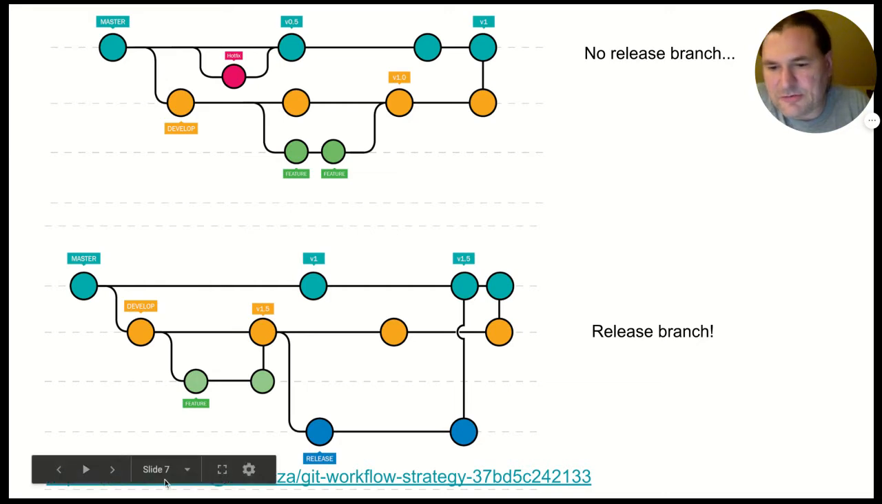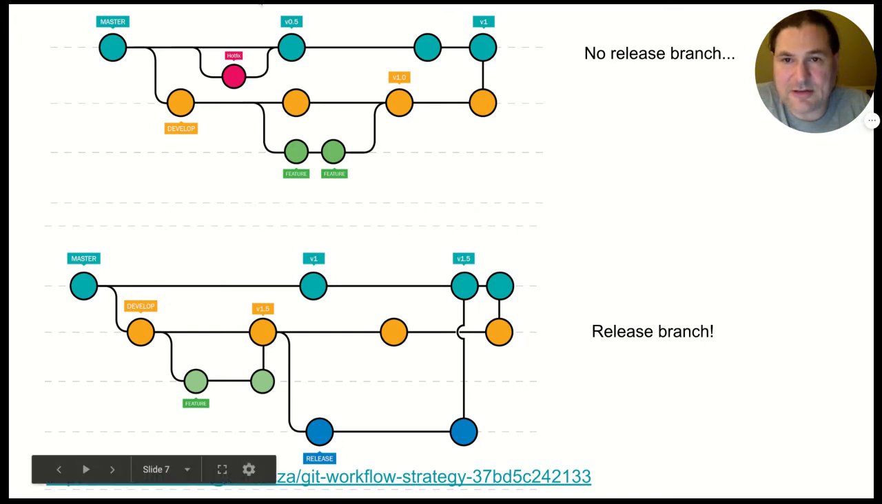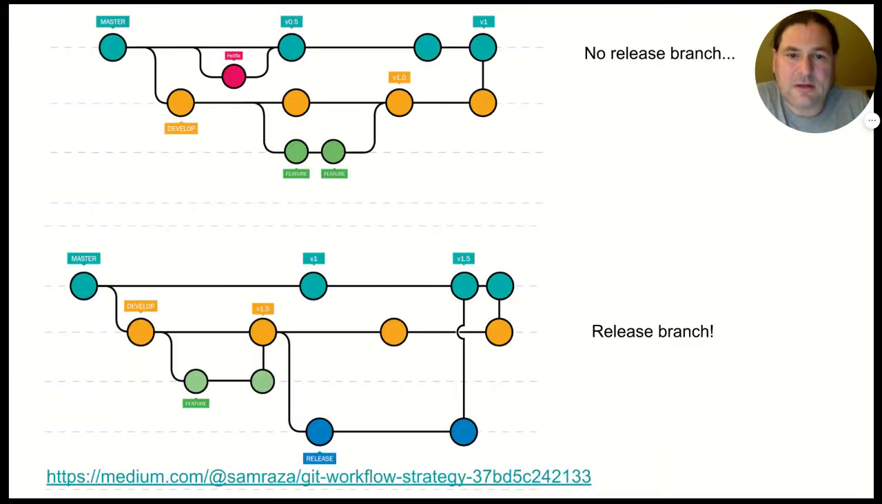This is another article, a Medium article just making the case for why you want to have a release branch and not try to do everything on master. It's just interesting, so if you're interested, go ahead and read it. I've kind of already explained it, so I'm going to gloss over it, but I did want to give you the link so that you could have a chance to check on that.